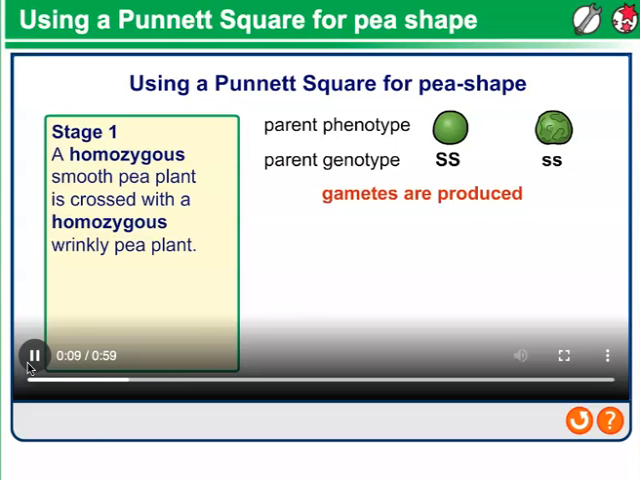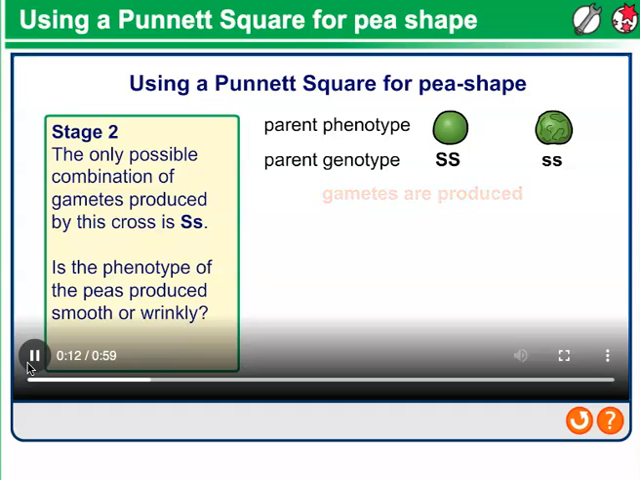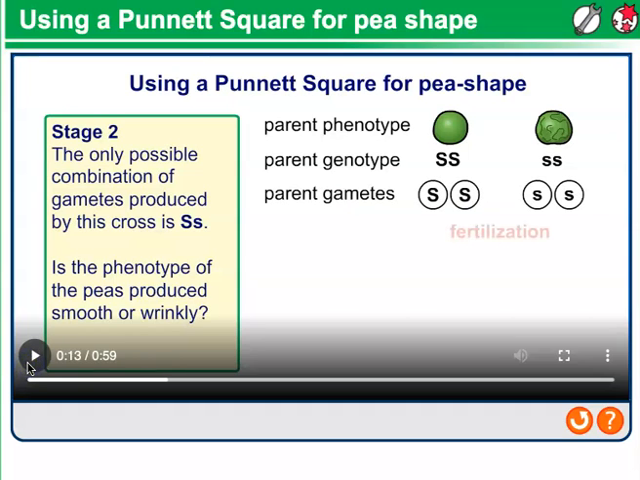Gametes are produced. In stage 2, the only possible combination of the gametes produced by this cross is uppercase S, lowercase s.